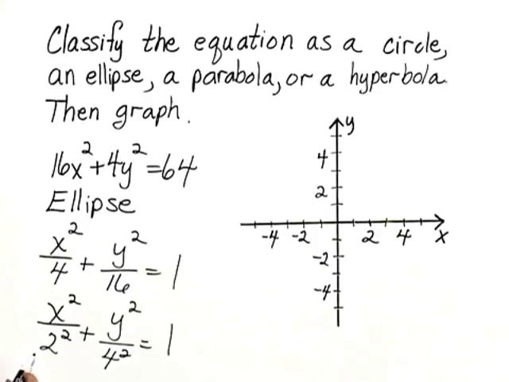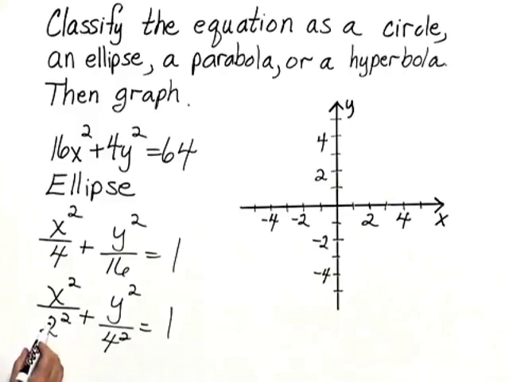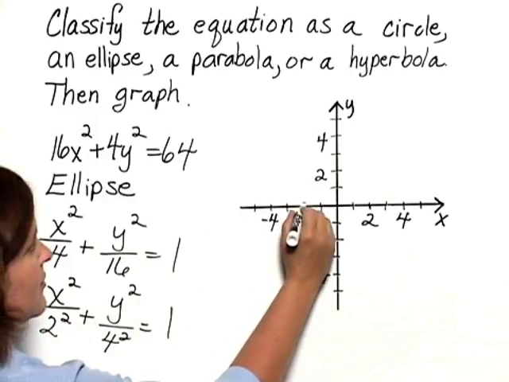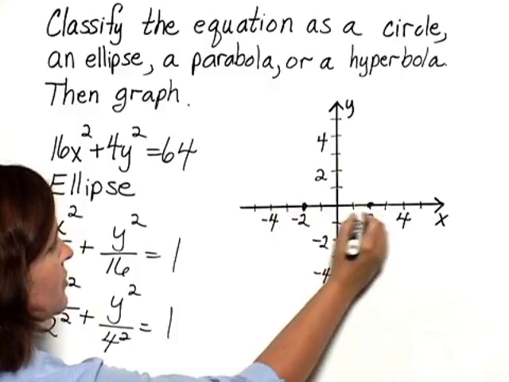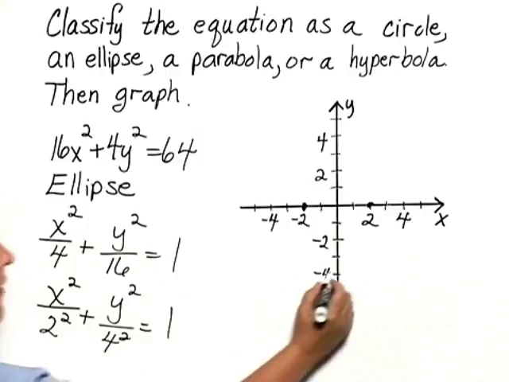When the equation is written in this form, we can mark off a few points and sketch the ellipse pretty quickly. Looking at x squared over 2 squared, I'm going to mark negative 2 and positive 2 on the x-axis. And on the y-axis, I'm going to mark negative 4 and 4, getting that from the 4 squared.